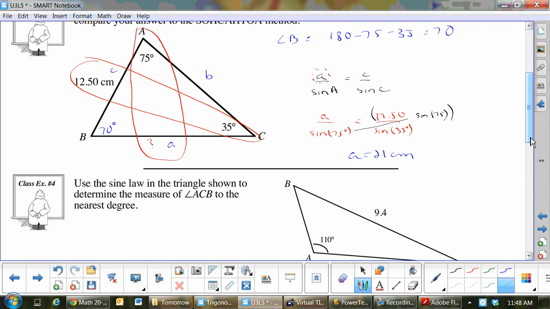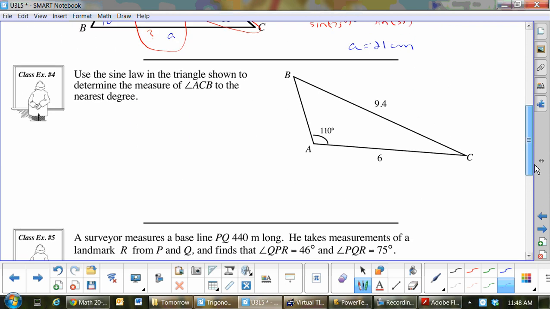Okay, let's keep going here because I do not have lots of time. This one wants me to find angle ACB. So in other words, what am I trying to find? Angle C. This is my unknown. This is A, this is B, and this is C.